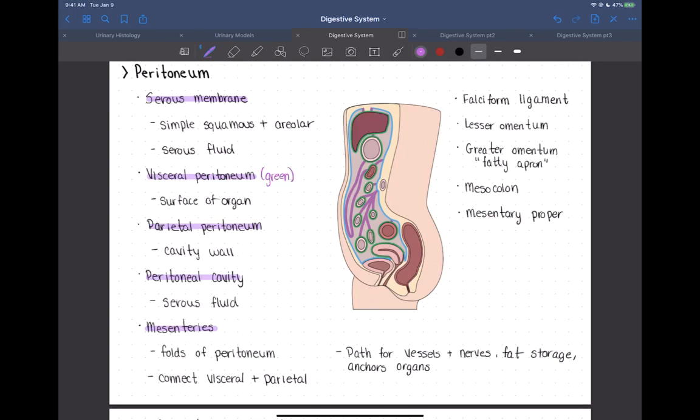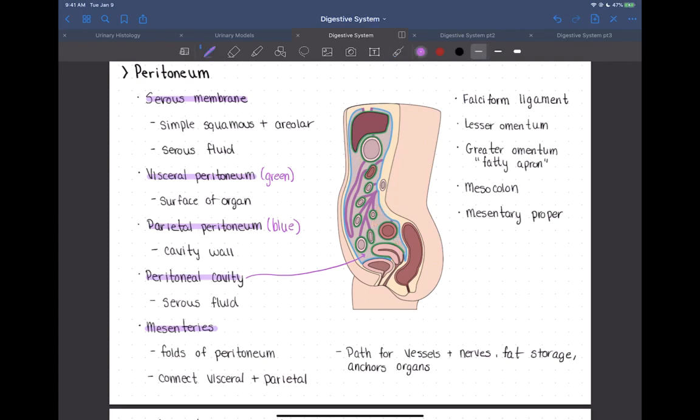And then parietal is going to be the peritoneum that lines the wall of the cavity. And so in this picture, that's all going to be blue. Okay, and so then between those, we have the peritoneal cavity, and that is going to be full of that serous fluid. I'll just point to a little pocket here. That would be a peritoneal cavity region. There's lots of it throughout here. All these spaces you kind of see, there would just be serous fluid in there.